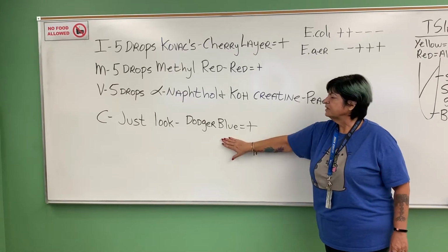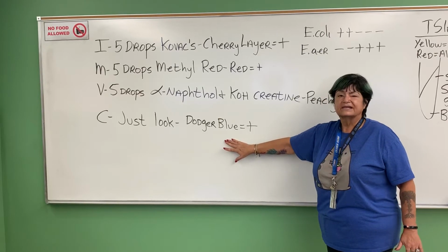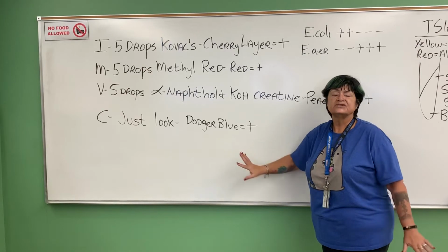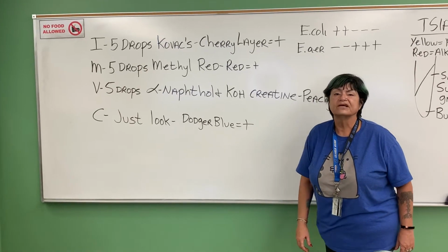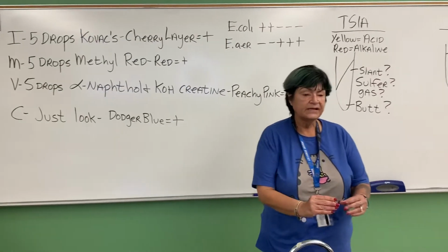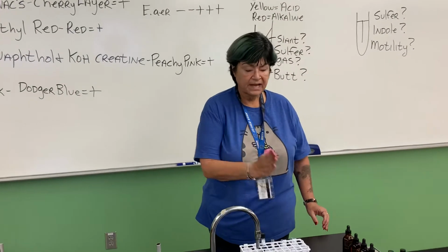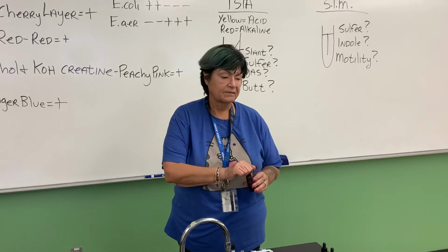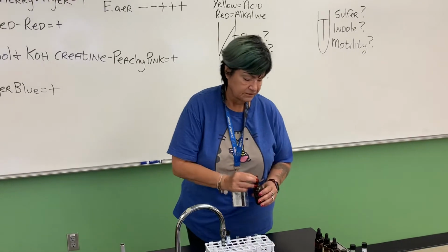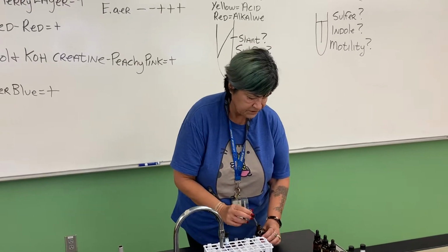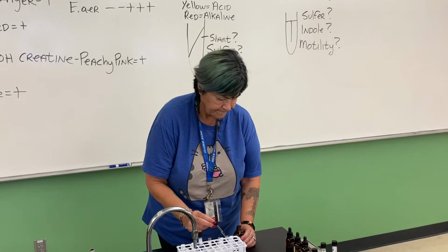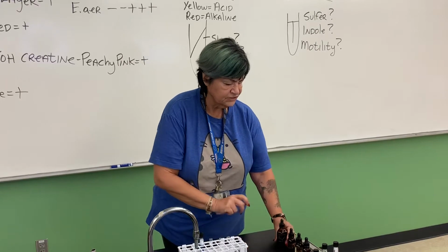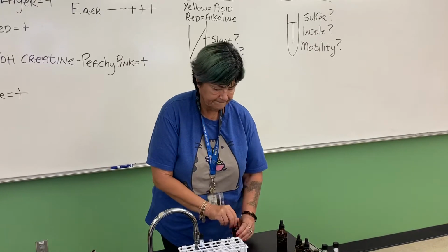Dodger blue would be a positive. If you remember, they were green last week. Check your video. Okay, so I'm going to go ahead and add the reagents and just show you what a typical IMViC looks like. Remember, you take your tubes and you spell out IMViC first. Then we start adding the reagents. So I'm going to add 5 drops. So to the I, I'm adding Kovacs. And you don't shake these, you just look at them.